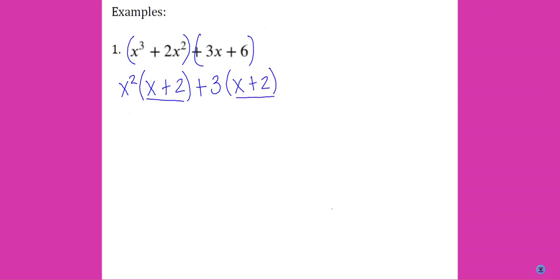These parentheses match. They must match in order for this process to work. If they don't match, double check what you used as your GCF. There might be a greater factor. So our GCF from each pair becomes one of our factors. So x squared plus 3, and then x plus 2 is our other factor.